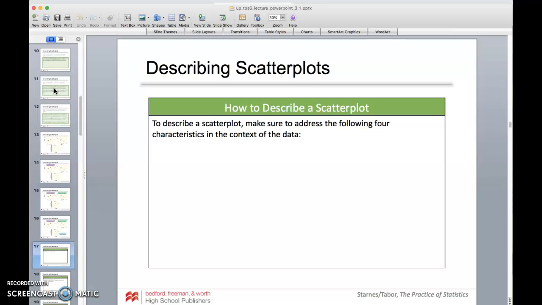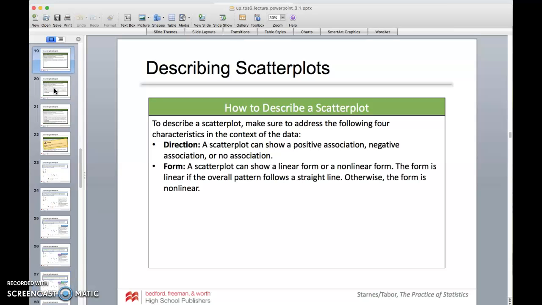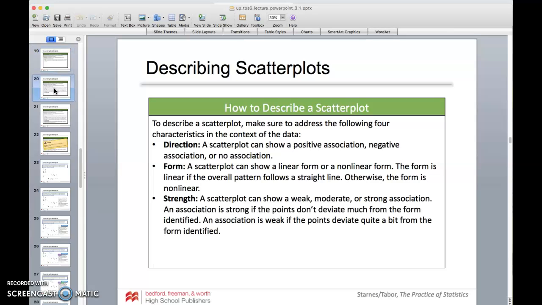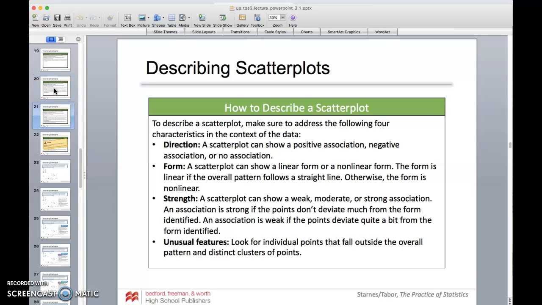Other things to do as we try to describe it: we look at the scatter plot. Is it positive, negative, or no association? Is it linear? If it doesn't form a line, then we would say it's nonlinear or curved. And then the strength: if it's really tight about the line, we'd say it's pretty strong. If it's pretty loose about the line, we'd say weak, or moderate would be another way to say that. Then always look for unusual features, like points that are outside where the pattern is, or distinct clusters. If points are bunching up in one area, that'd be a good thing to describe.